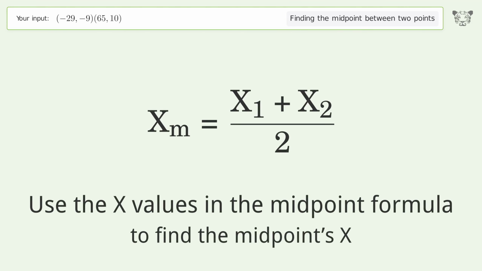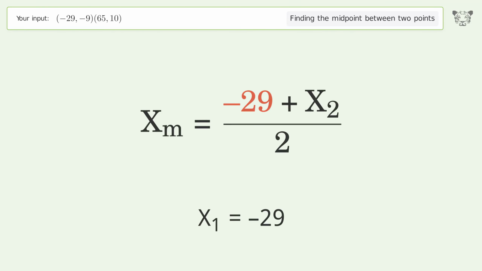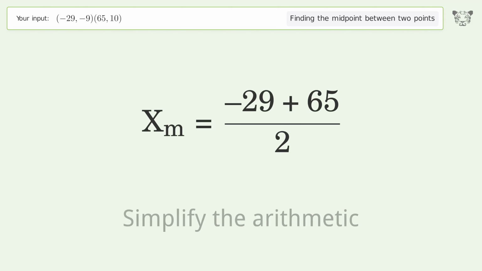Use the x values in the midpoint formula to find the midpoint's x. x1 equals -29. x2 equals 65. Simplify the arithmetic.